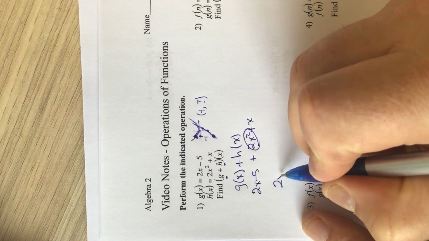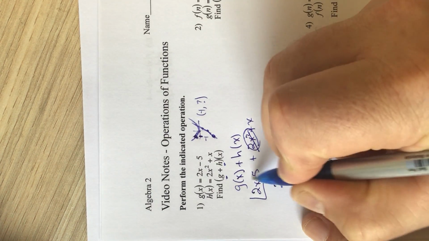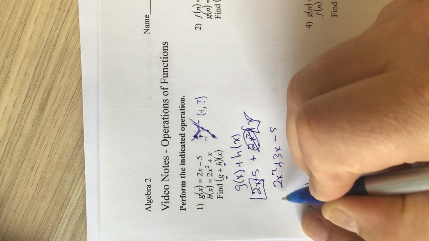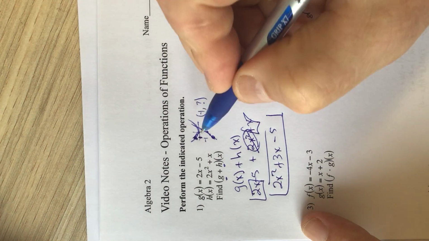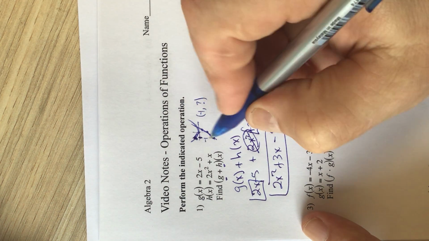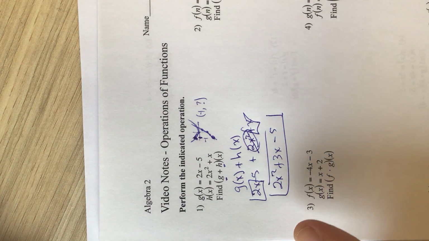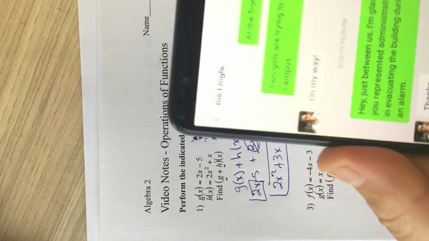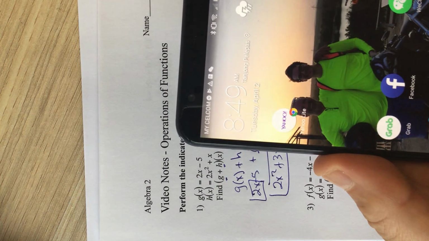So there's a 2x squared, and there's 2x plus another x, so 3x, and then minus 5. So what that's saying is if we were to add these 2 points together and then regraph it, it would be some kind of a parabola, some other kind of a parabola. Now actually, let me show you what that would look like just so that we know.